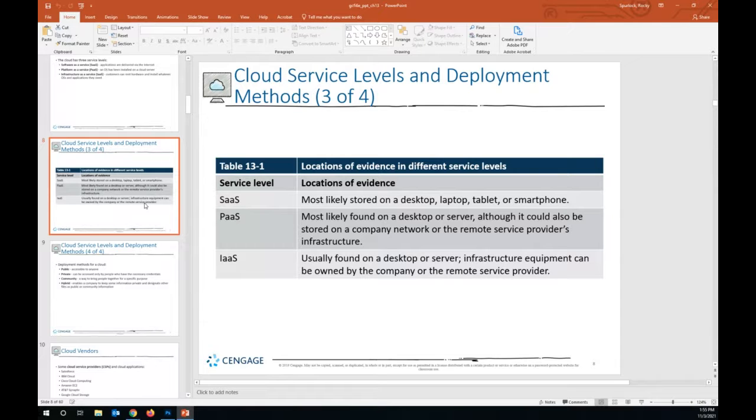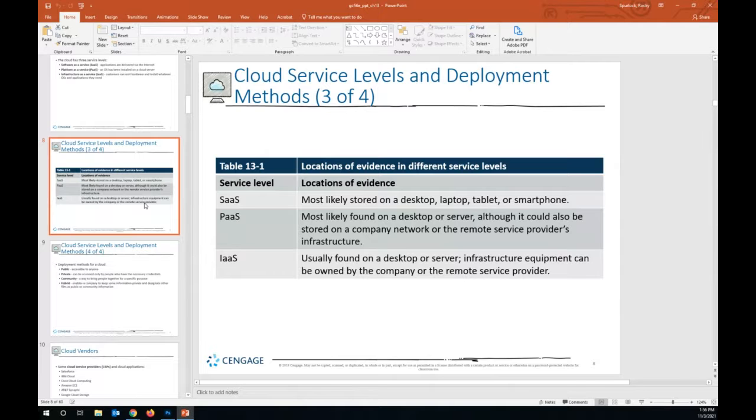Now with platform as a service, once again, it's a cloud service that provides a platform in the cloud that only has the operating system, where the customer can use the platform to load their own applications and data. The cloud service provider, in this case, is responsible only for the operating system and the hardware that it runs on. So the customer is responsible for everything else that they have loaded onto this.